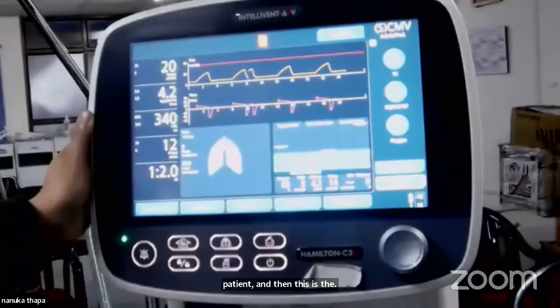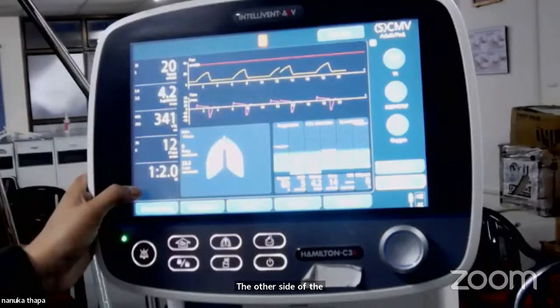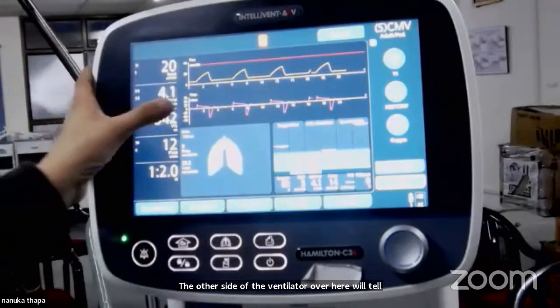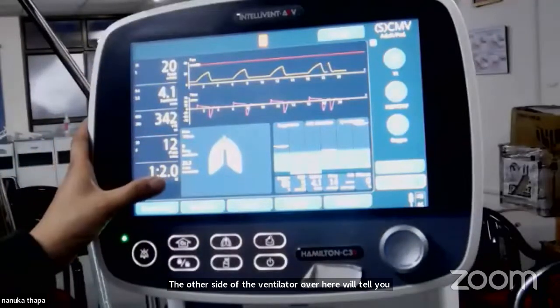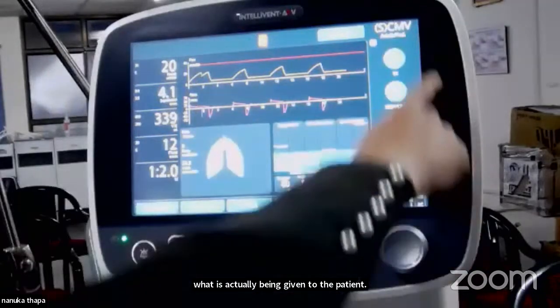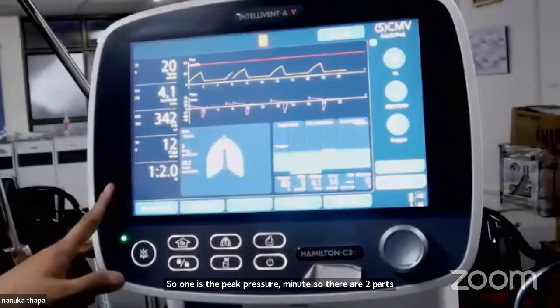The other side of the ventilator over here will tell you what is actually being given to the patient. So one is the peak pressure, minute ventilation, tidal volume, respiratory rate, and IE ratio. So there are two parts of the ventilator. The first one is the set rate, and the second one is what is actually being delivered to the patient.